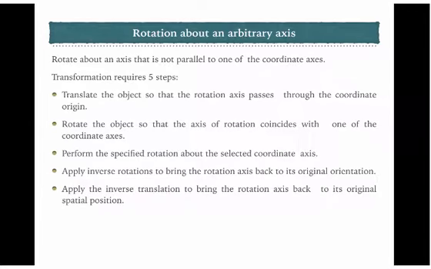Rotation about an arbitrary axis. Rotation about an axis not parallel to one of the coordinate axes requires 5 steps. Translate the object so that the rotation axis passes through the coordinate origin. Rotate the object so that the axis of rotation coincides with one of the coordinate axes. Perform the specified rotation about the selected coordinate axis. Apply the inverse rotation to bring the rotation axis back to its original orientation. Apply the inverse translation to bring the rotation axis back to its original spatial position.